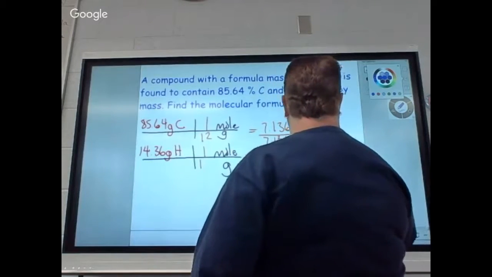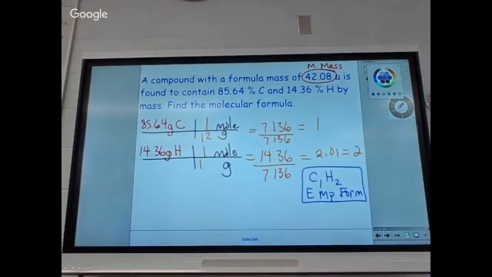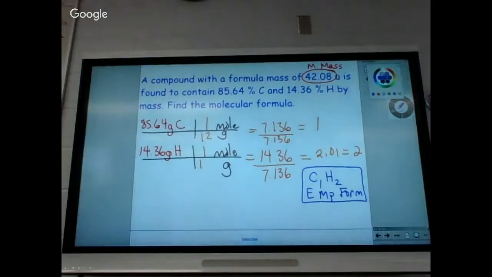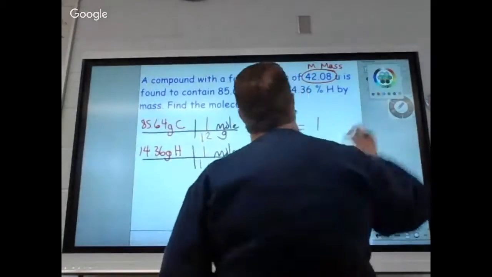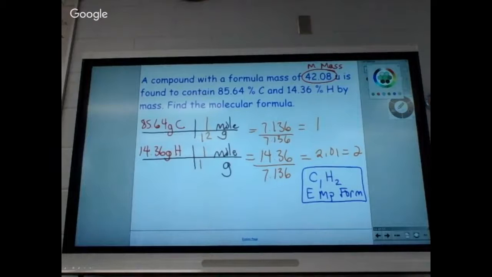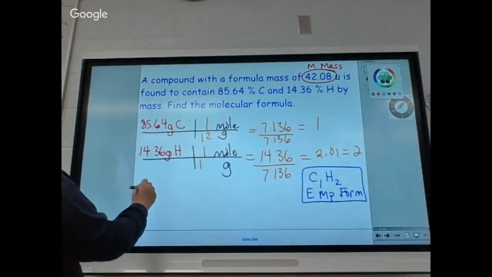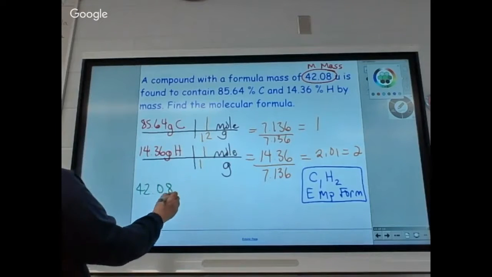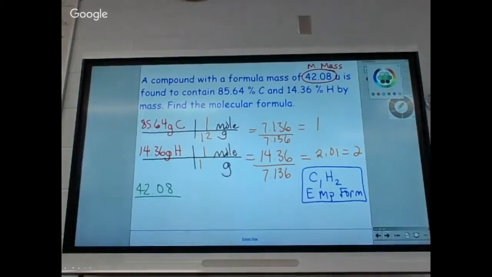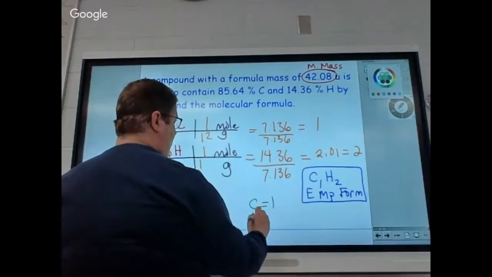All right, so that's my empirical formula. Now, I have to do the what? The rest of it. What's the rest of it called? We're doing the molecular formula, which Zoe said I had to take the 42.08 and divide by something. Empirical formula mass. Okay, so how do I find the empirical formula mass? Okay, pull them out to the sides. How many C's do I have? How many H's do I have?